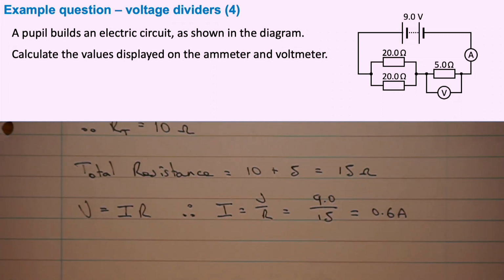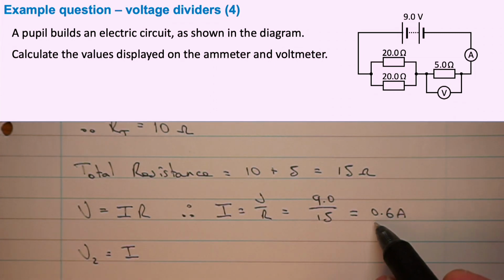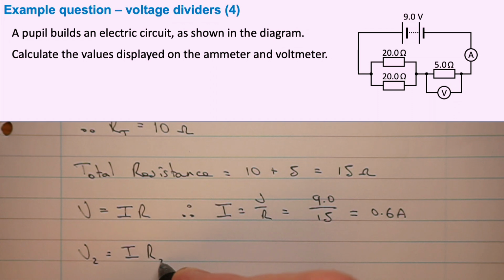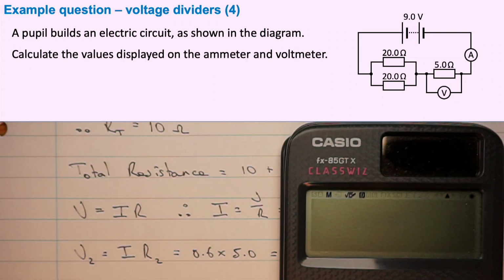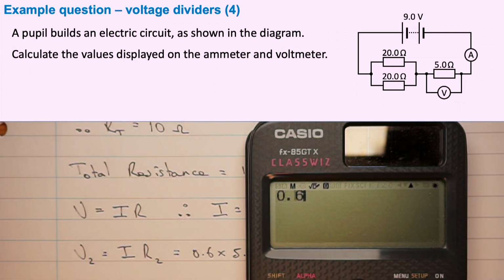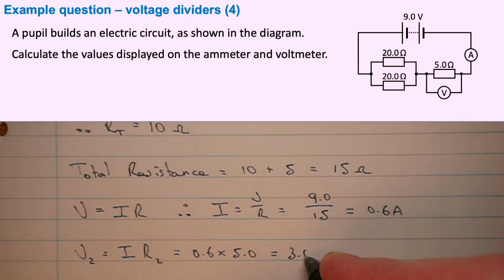So we're trying to work out V2, and that's equal to the current in the circuit, which we know is 0.6 amps, times the resistance R2, which is the resistance on the right, the 5 ohm resistor. So that gives us 0.6 times 5.0. I know what this is and can work it out in my head, but I'll type it in anyway, just in case we make a mistake. It works out as 3. Two significant figures gives me 3.0, and of course it's volts.